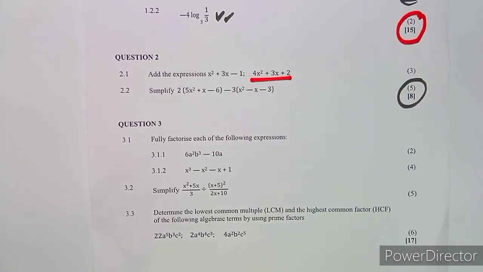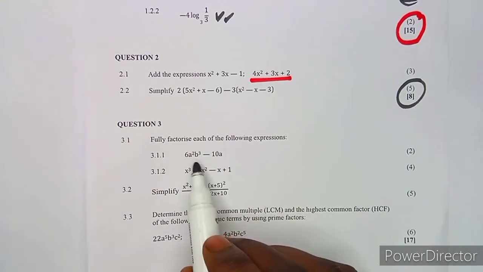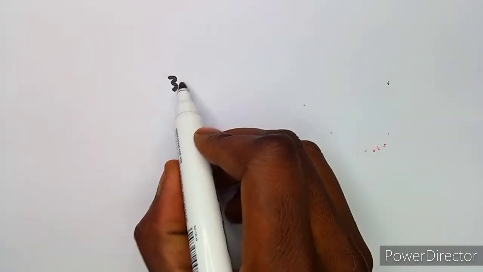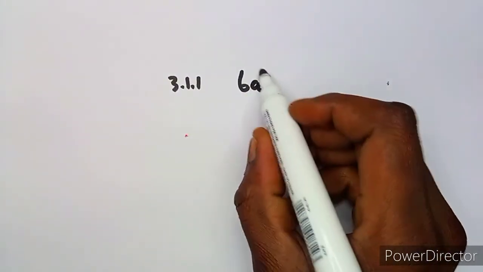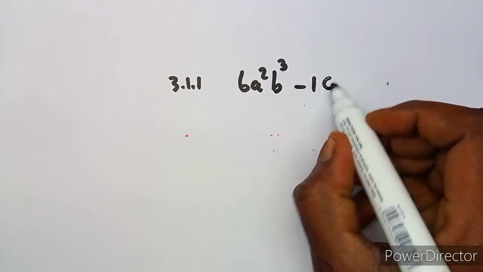And question 3, fully factorize each of the following expressions. Okay, fully factorize. Take note, guys. So we have to perform the factorization as much as we can to the simplest form, that is fully factorized, which means our answer should be in simplest form.